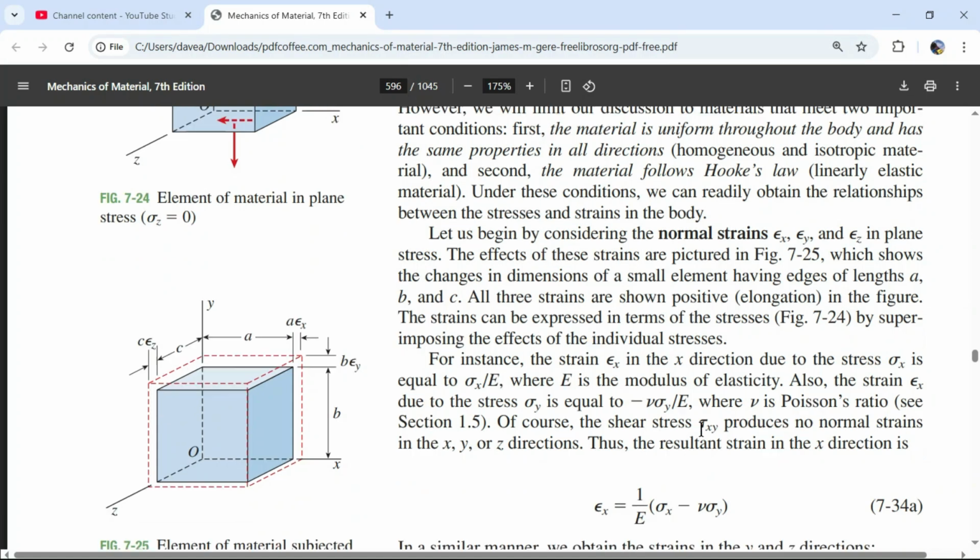Let us begin by considering normal strains. So strains, I just like to change this word to change in length. I like to change it to stretch. Stress is strength in PSI. Strain is stretch. There's going to be a change in length.